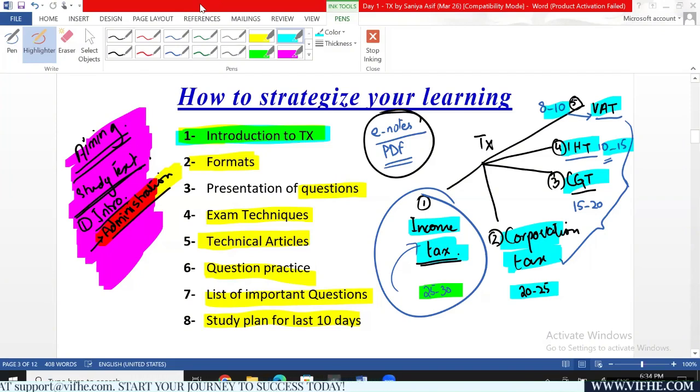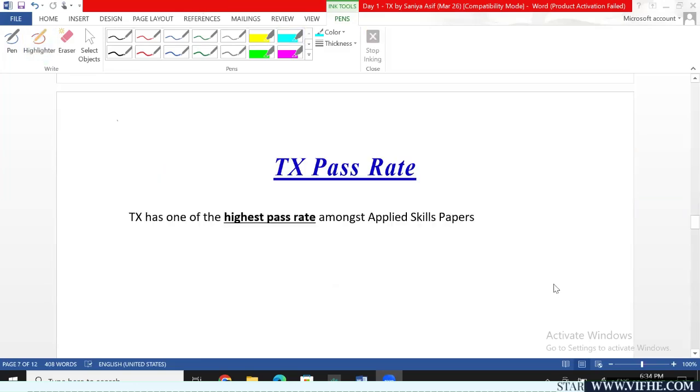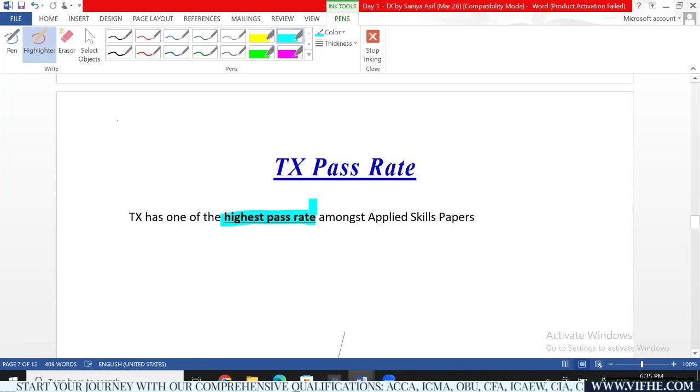And I have told you that if you are aiming to secure a distinction, you really need to go through the introductory chapter out of the Kaplan study text, as well as those chapters which lay down administrative rules. All right. As you all know, TX has got the highest pass rate amongst all the applied skills papers. This is a kind of motivating line for each and every person who is going to take up their exam in March, because obviously when students start preparing for taxation, one thing that they always complain about is that there are lots and lots of rules in the whole syllabus.